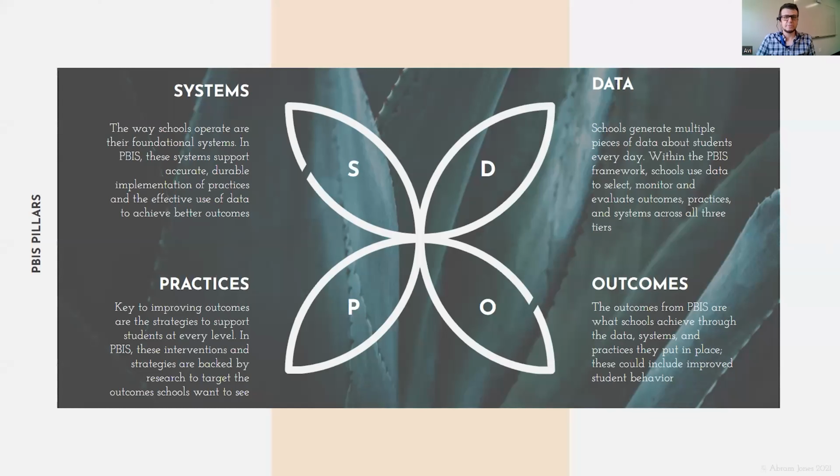Let's talk about the 4 pillars of PBIS. Systems, data, practices, outcomes. Okay, we start with systems. The way schools operate are their foundational systems. In PBIS, these systems support accurate, durable implementation of practices and the effective use of data to achieve better outcomes.